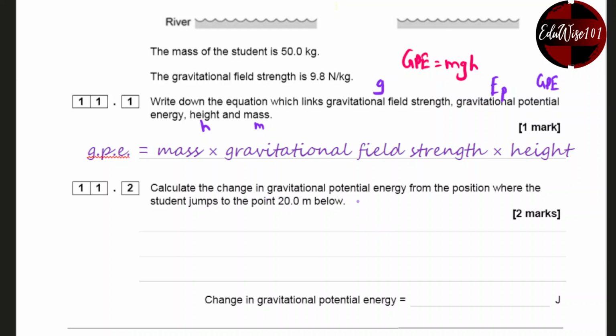Calculate the change in gravitational potential energy from the position where the student jumps to the point 20 meter below. So the gravitational potential energy, mass is 50 multiplied by 9.8 gravitational field strength multiplied by the height, which is 20. That's 9,800 joules.